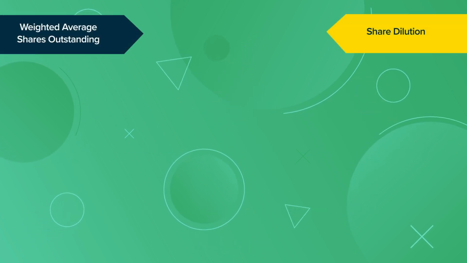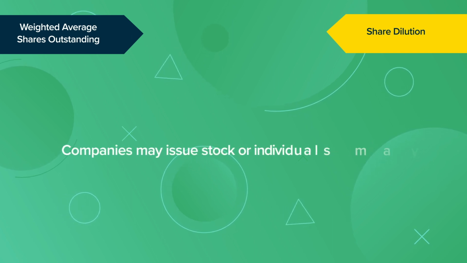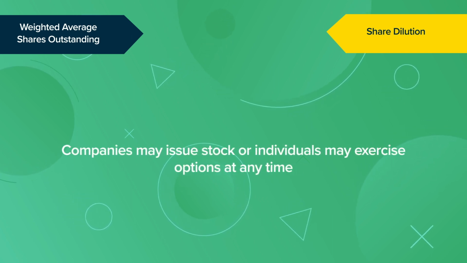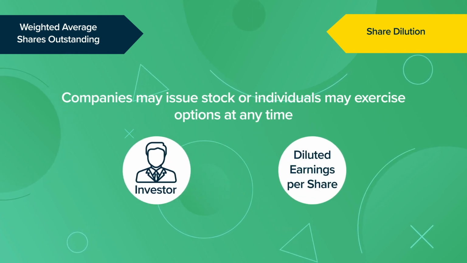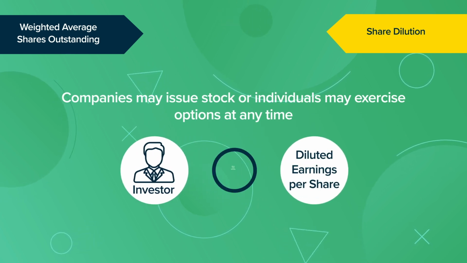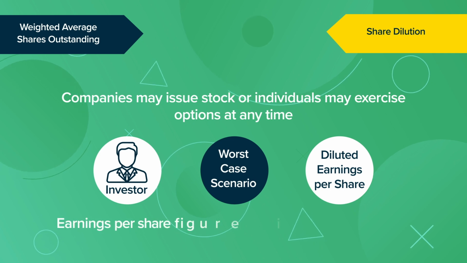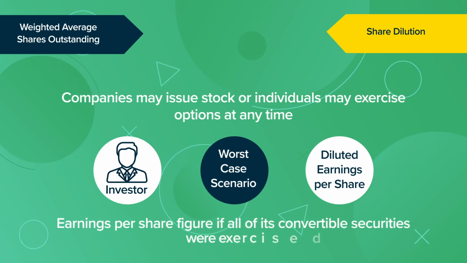Share dilution. Companies may issue stock, or individuals may exercise options at any time, so some investors instead calculate a diluted earnings per share, which calculates a worst-case scenario earnings per share figure if all of its convertible securities were exercised.